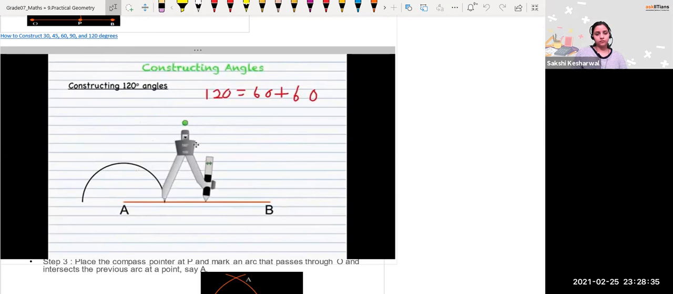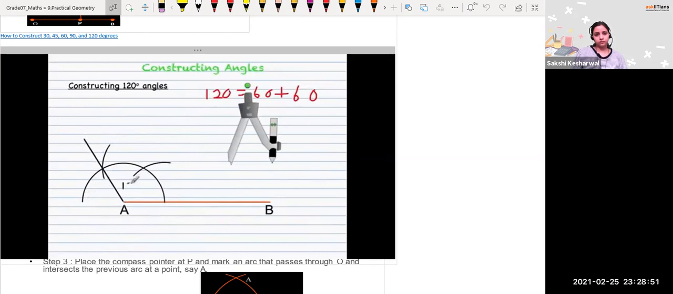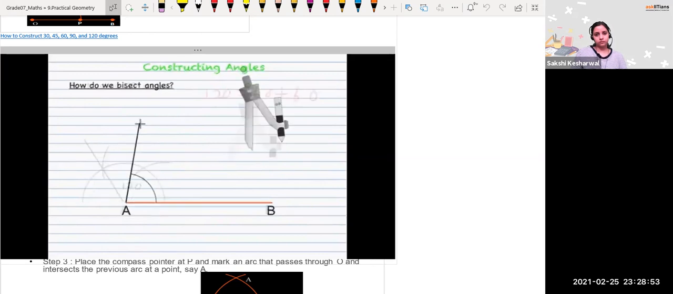I lift the compass up, put it at this point, and create an arc which cuts the semicircle. Then move it to this intersection and create a new arc behind the first one. And if I connect a line through from the point A to this new intersection, that is 120 degrees.